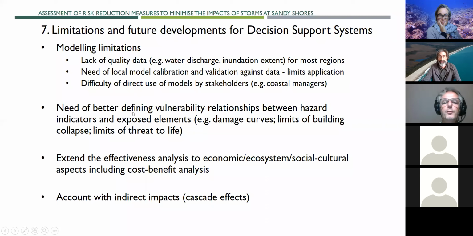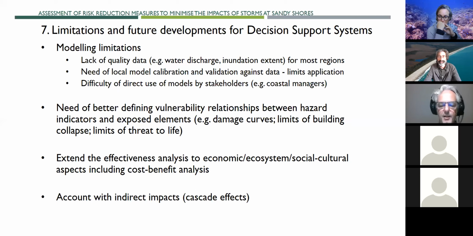We also need to better define the relationships between the hazard indicators and the exposed elements. For instance, most of the damage curves that have been developed are for continental floods. So the damage curves relate water velocity from a flood with the stability of buildings. We don't have damage curves for overtopping, for instance. We need to start to have those.